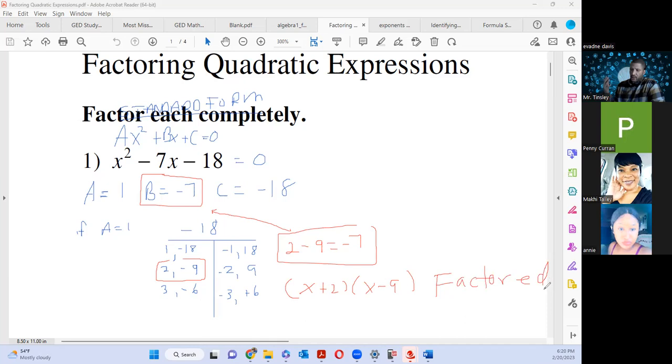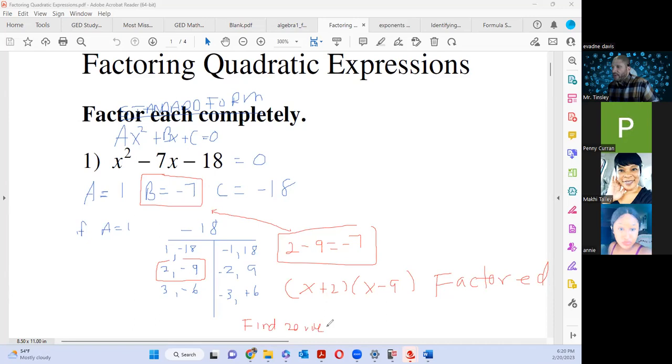Now, what I also want to show you is how to solve this problem, because sometimes they ask you to factor the quadratic equation, and sometimes they ask you to solve it. You've got to pay attention. But guess what? If you factor it, you can solve it. So you've got to find your zeros.